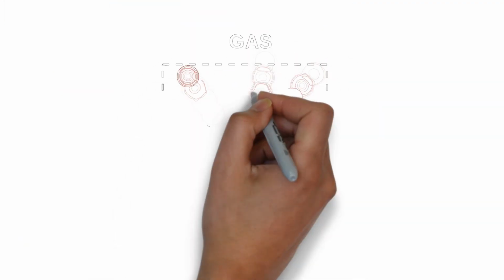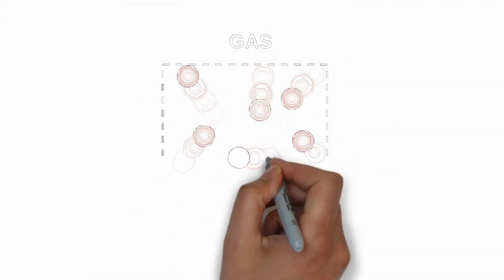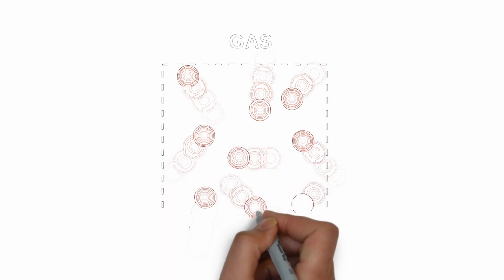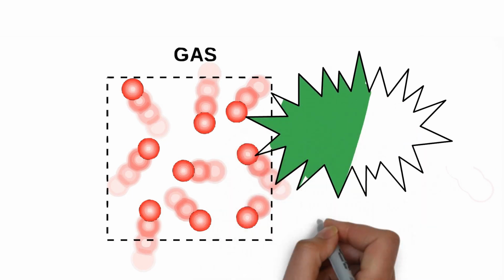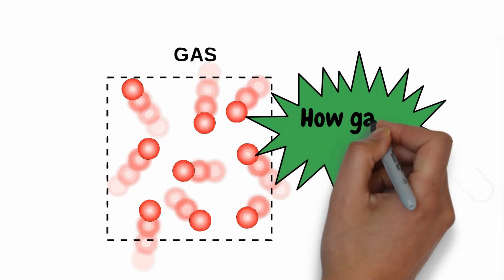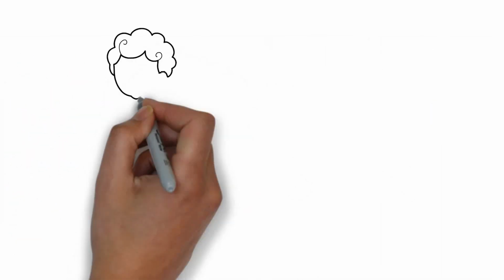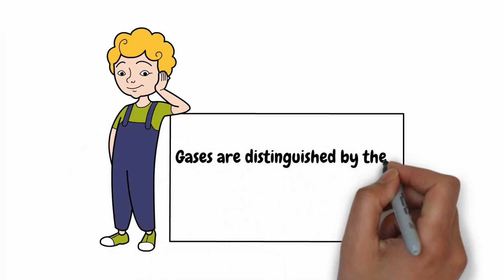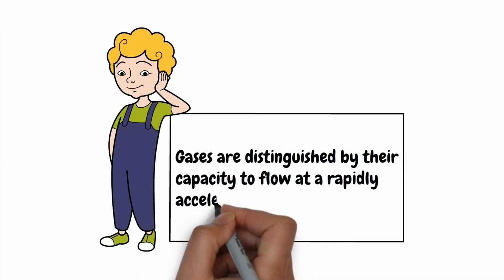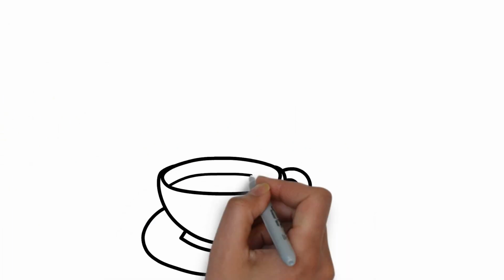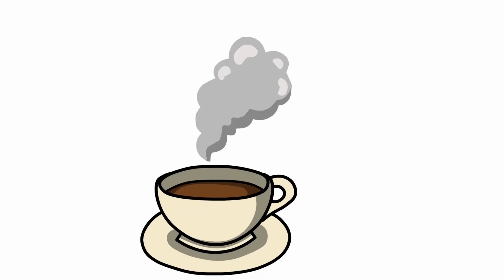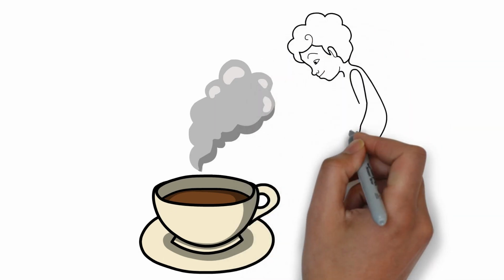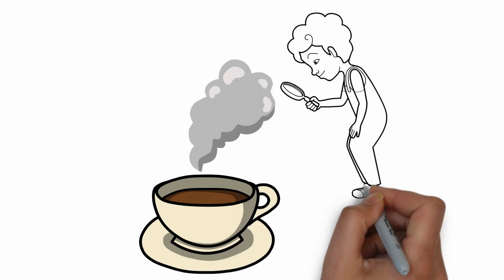The constant movement of the particles that make up gases is what determines how gases behave, and this mobility also contributes to our understanding of how gases behave. Gases are distinguished by their capacity to flow at a rapidly accelerating rate. As a result, gases are able to cover areas while at the same time being smaller and less conspicuous to the human eye.